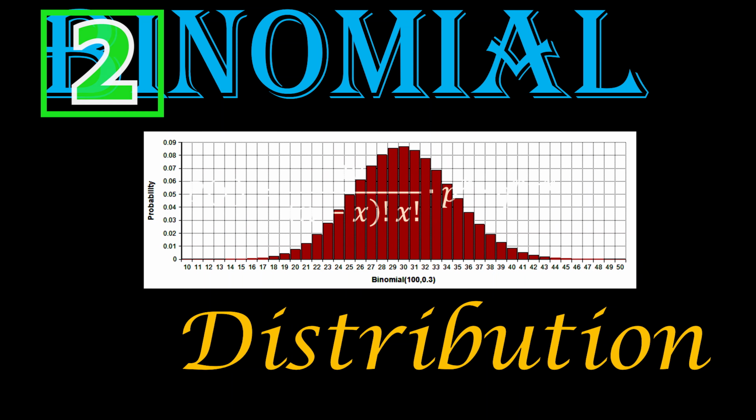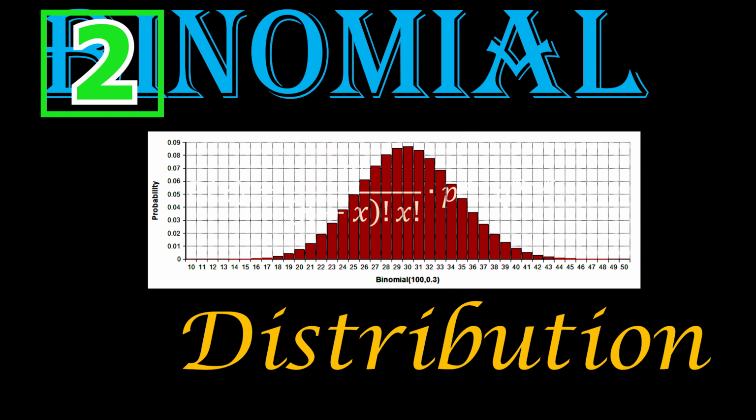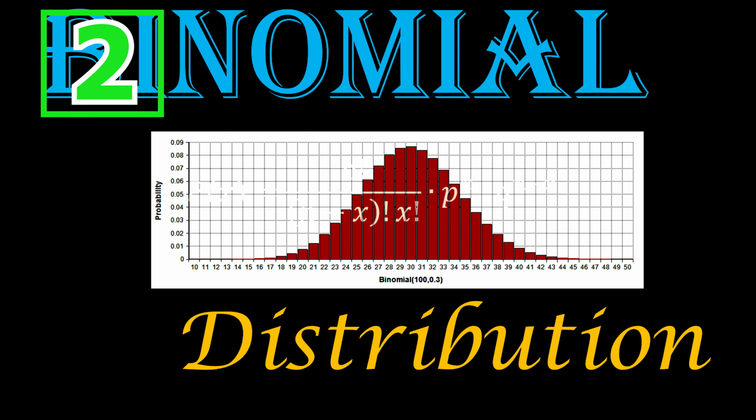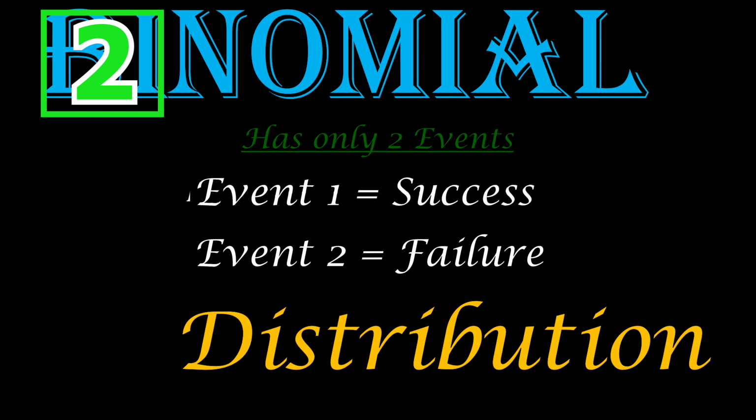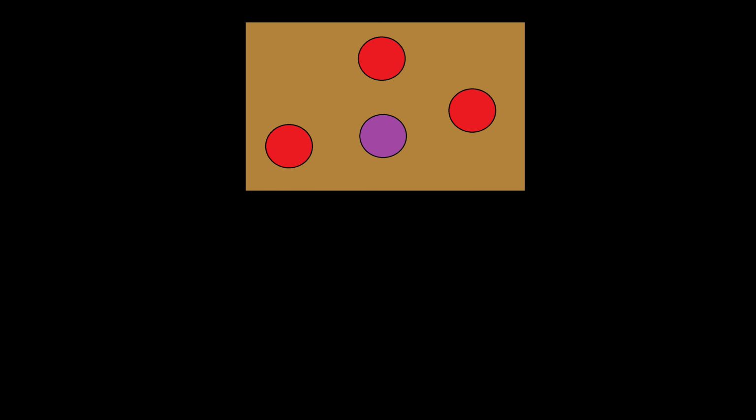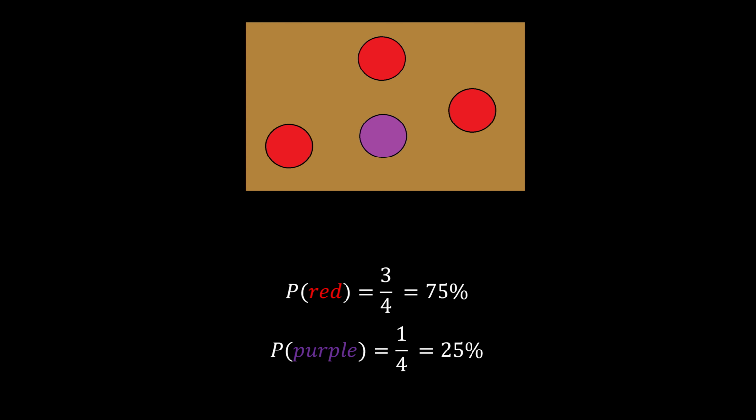The prefix bi means 2, and it's no coincidence that our binomial distribution only has 2 events that you can choose from. These events are often called successes and failures. Here, the only 2 options we can pick from is a red ball or a purple ball. If I were to pick randomly, the probability of picking a red ball would be 3/4, or 75%, and the probability of picking a purple ball would be 1/4, or 25%.